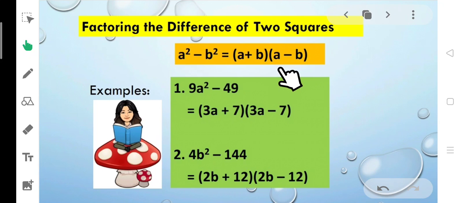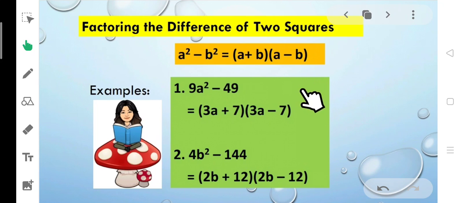So there are two binomial factors of the difference of two squares. The first one is all positive. The second one has a negative sign in between. How are the second terms in the binomial factors found? Just factor the last term in the difference of two squares polynomial. So the factors of negative b squared are positive b and negative b.